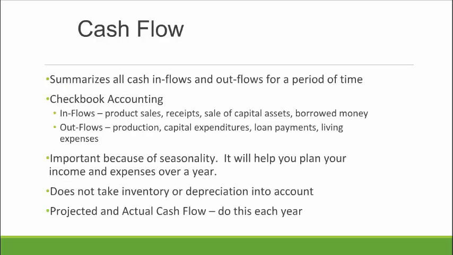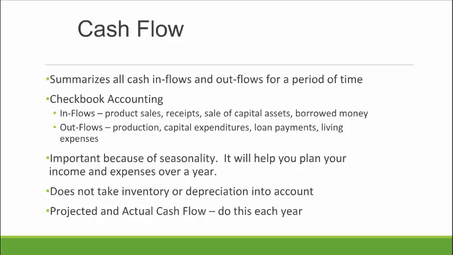So your cash flow summarizes your cash inflows and outflows. It's really your checkbook. What are your product sales? What are your receipts, sale of capital assets? And then what are your outflows? Your capital expenditures, your loan payments, your production expenses. This is so important because of the seasonality of farming, especially if you're growing perennial crops. You may not have an income. With grapes, you don't have an income till the second or third year. So it's very important when you're looking at farming.